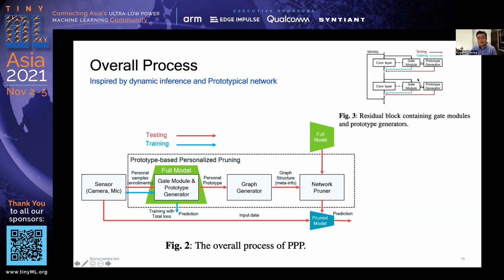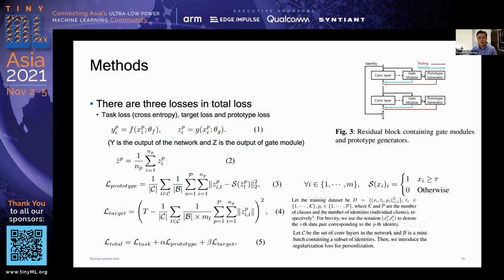So there is also a prototype generator. This is similar to the few-shot learning case, where a prototypical network is used. This is during training. At inference, only the gating module determines which part of the network to use. When it is first deployed, the gate module determines which part of the whole network is to be used, and after that, only the subset of the network needs to be loaded into the device for inference, giving similar performance with a much smaller memory size.